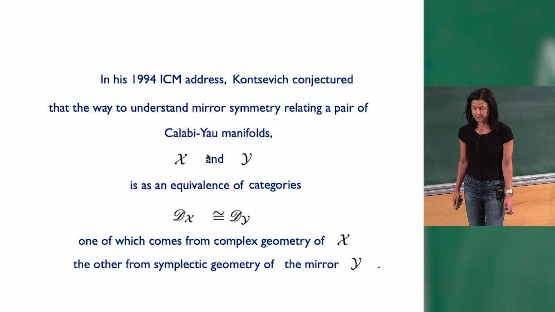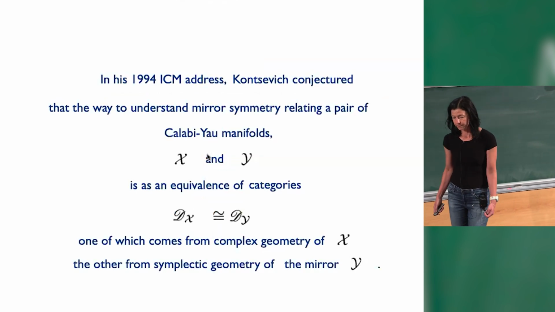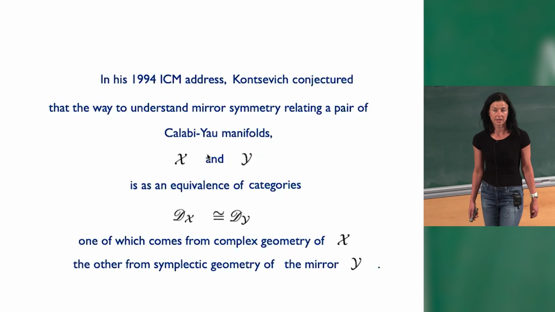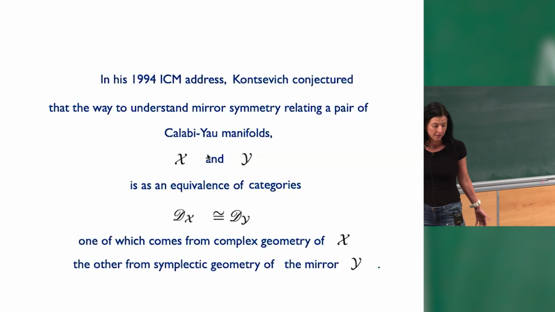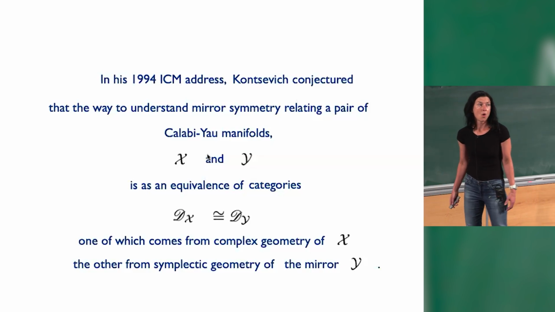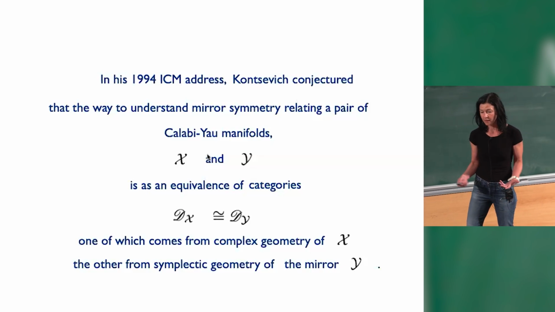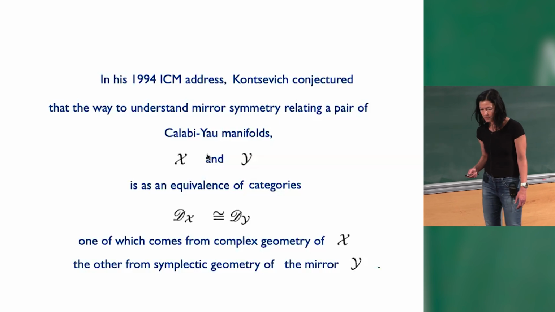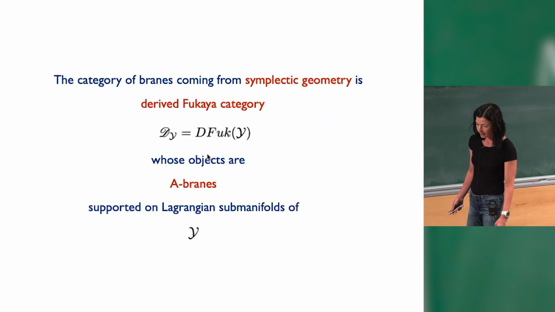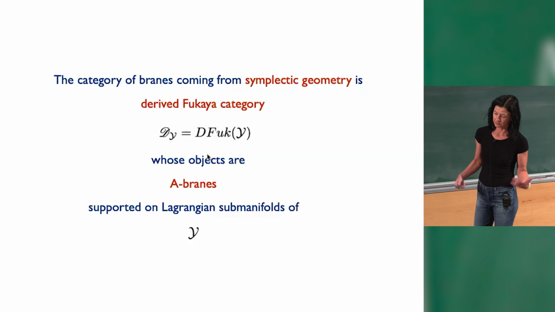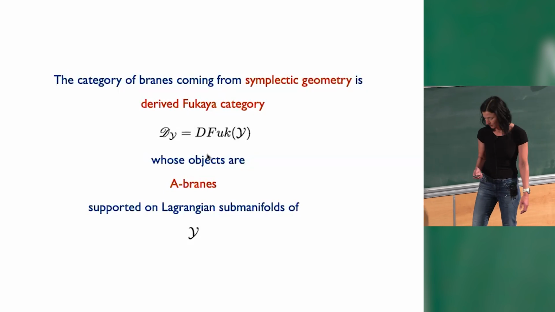So in his 94 ICM address, Maxim conjectured that the way to understand mirror symmetry, which relates a pair of Calabi-Yau manifolds, is as an equivalence of categories, one of which comes from complex geometry and the other from symplectic geometry of the mirror. So the category that comes from complex geometry is the derived category of coherent sheaves supported on complex submanifolds of X. The category coming from symplectic geometry is the derived Fukaya category, whose objects are supported on Lagrangian submanifolds, Y.